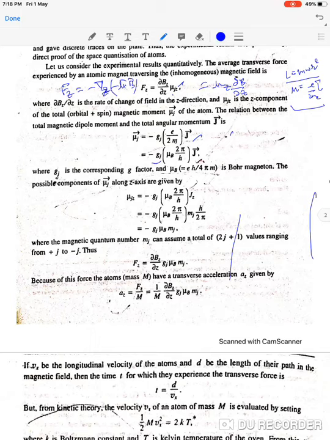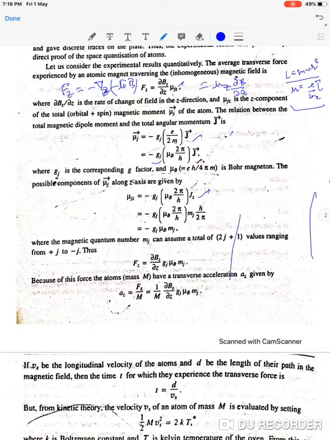So mu J is minus gJ, and in terms of the Bohr magneton we can write this value as mu B into 2 pi upon h, because the Bohr magneton value is mu B equal to eh upon 4 pi m. Then mu Jz, the component of this magnetic moment in the z direction, is what we need with respect to the force experienced.